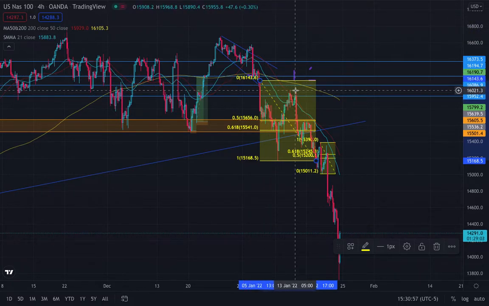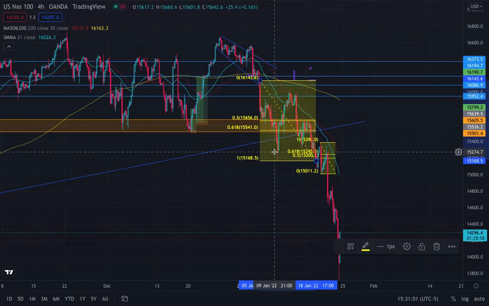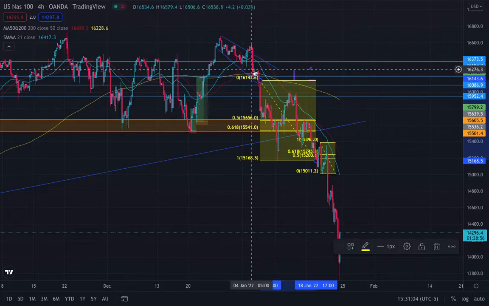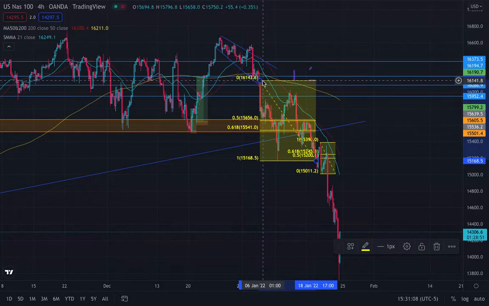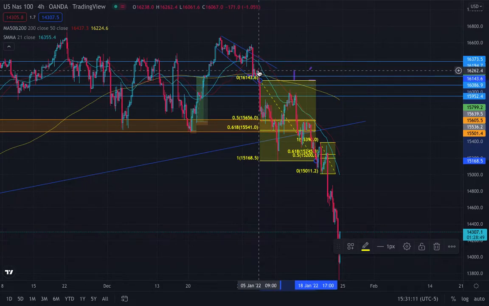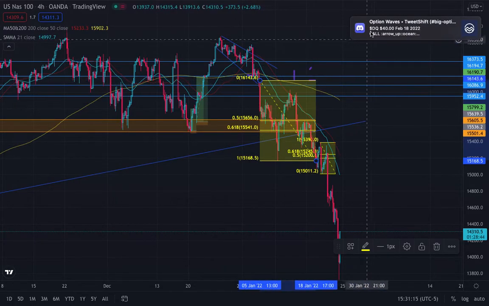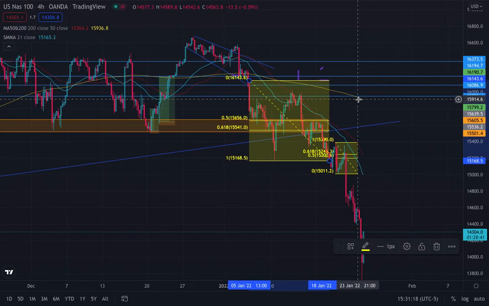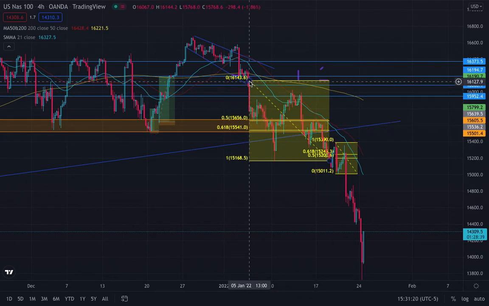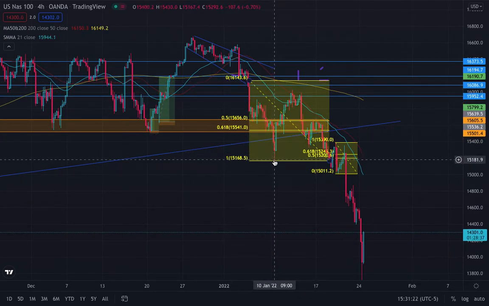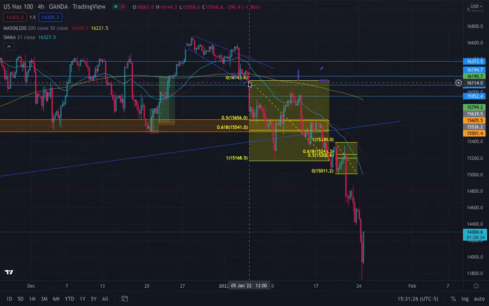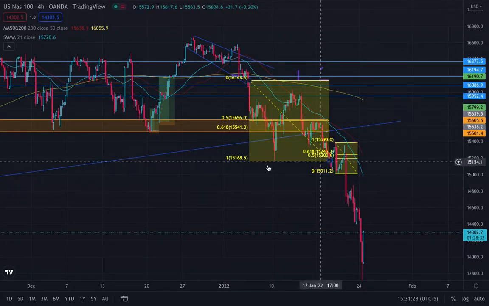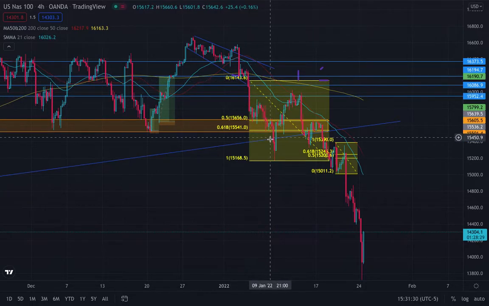Anywho, the way I'm using the fib on this specific setup is pretty straightforward. We have a break in structure, so the way I use the fib is I draw it from the beginning of that break. We have our break in structure, slight retest candle, wick, and a drop. So I'm drawing my fib from the top of that wick to the bottom of the very next wick to get an idea of what this breakout move actually was right here.